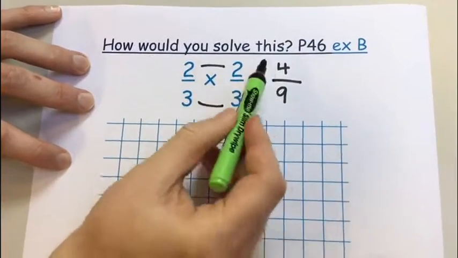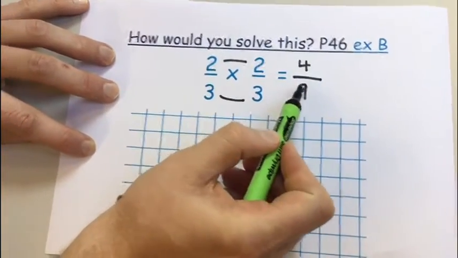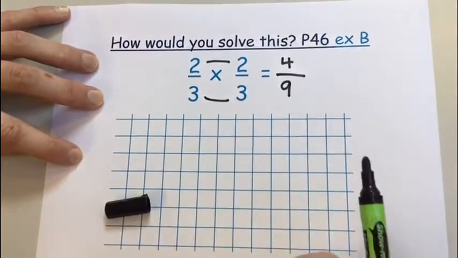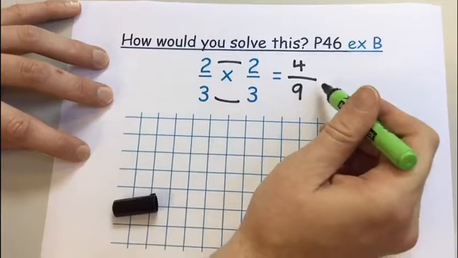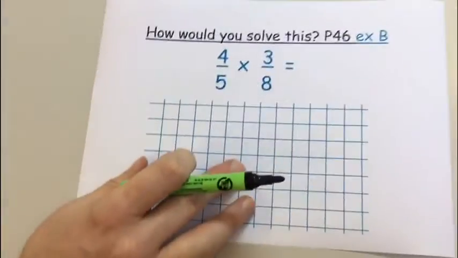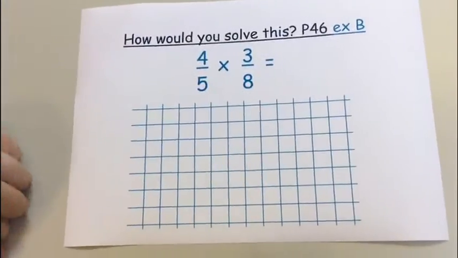Now, looking at this, 4 and 9, neither of them have a common factor. I can't divide 4 and 9 by the same whole number. So 4 ninths is the simplest form of my answer. We'll repeat this process with another exercise B standard.